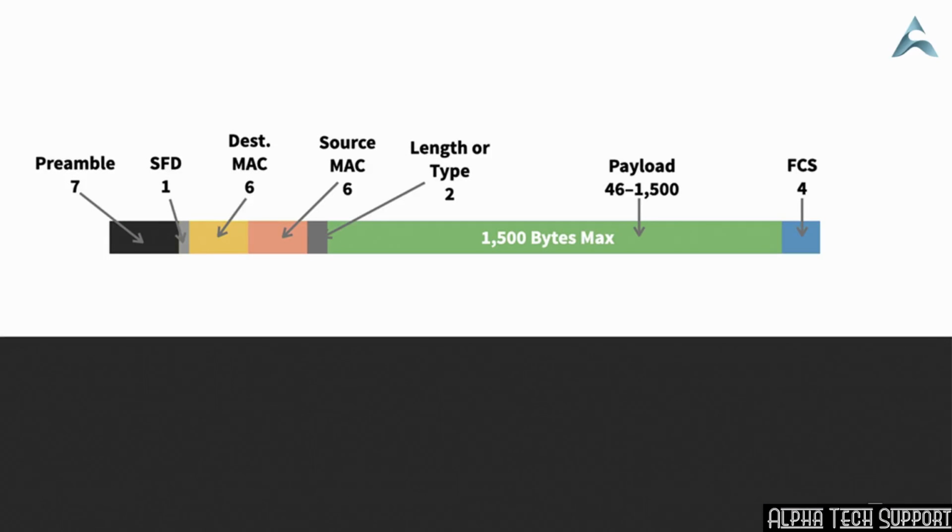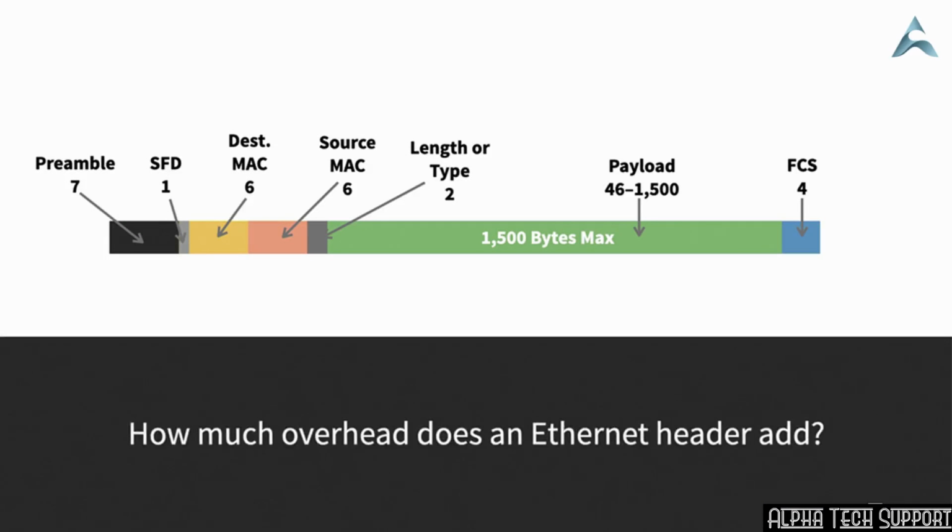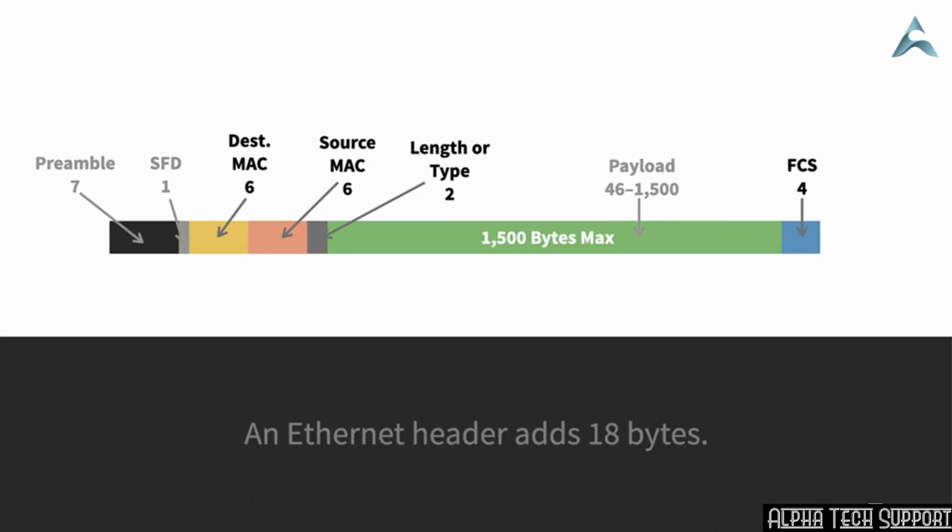So let me ask you this question. How much overhead is being added with an Ethernet header? This is an important number to know. Take a look at the diagram. What do you think? Well, the answer is 18 bytes. We have 6 bytes from the destination MAC address, 6 bytes from the source MAC address, 2 bytes from the length or type field, and 4 more bytes from the frame check sequence.